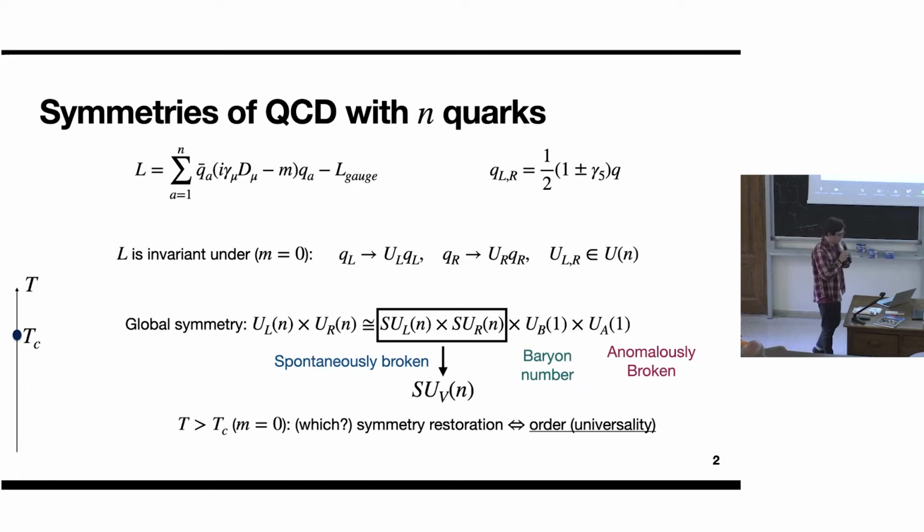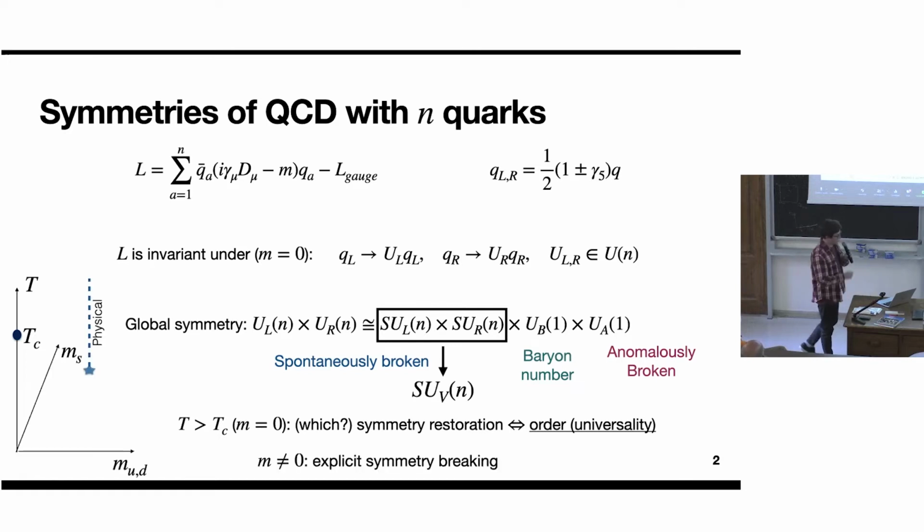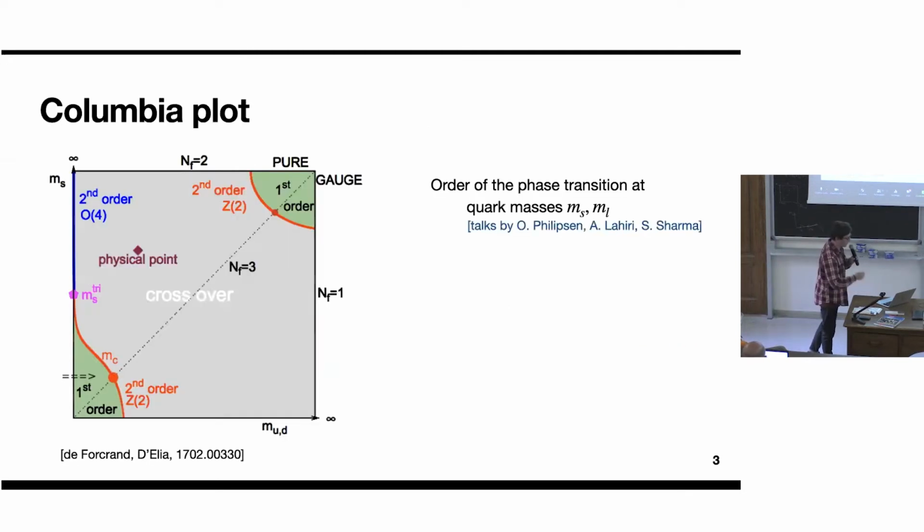Now, if on top of this we add non-zero mass, then we have explicit symmetry breaking by mass terms, and the situation becomes even more complicated, and there is a lot of interesting interplay between these parameters which can be studied and discussed. So one of the main questions is, what is the order of the phase transition if we have non-zero quark masses, and if we change them?